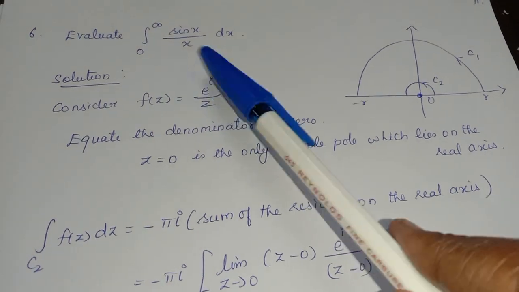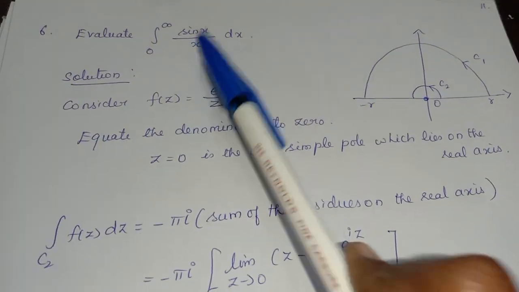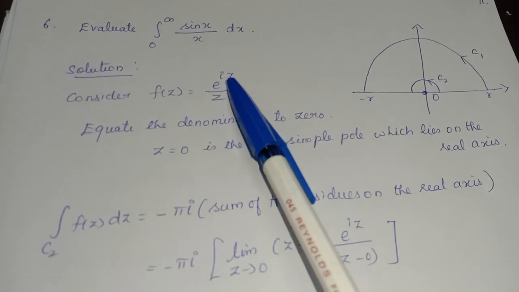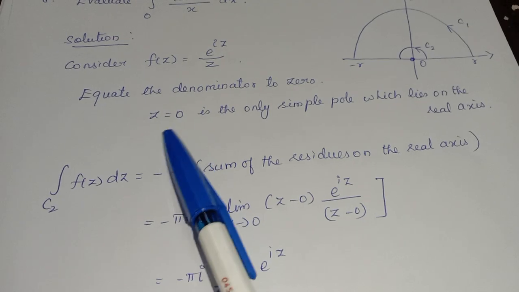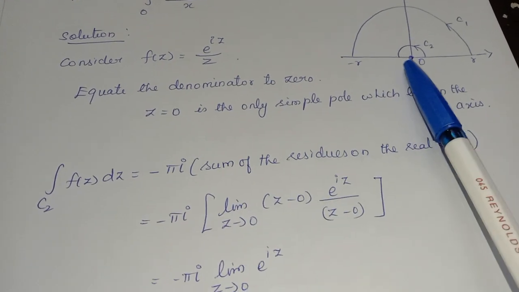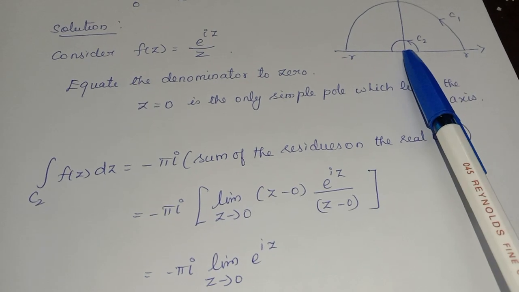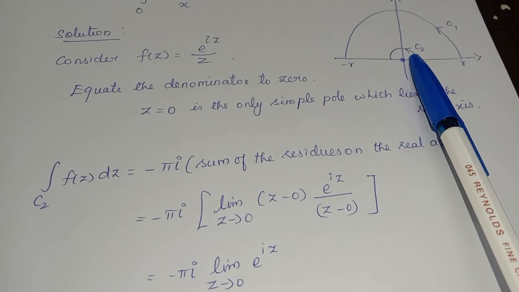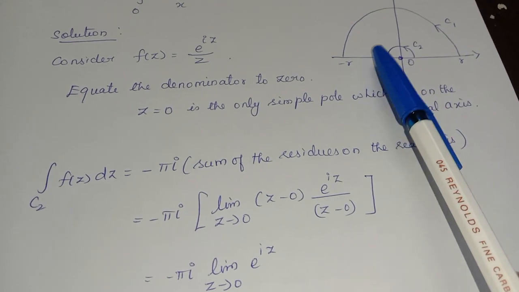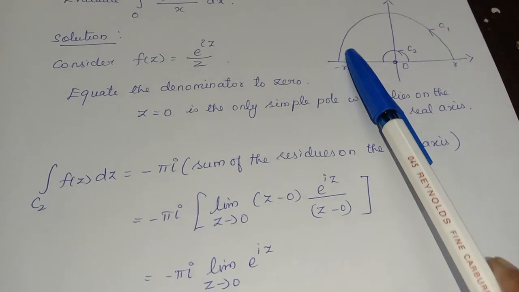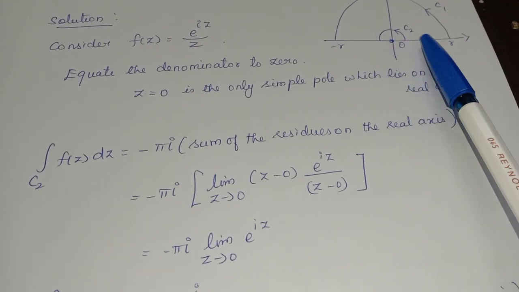So this problem satisfies all the conditions of type 3. Since sin x is there, I have to take f of z equal to e power i z by z. Equate the denominator to 0, the pole is z equal to 0. It is lying on the real axis. When you have poles on the real axis, mark them and draw a semicircle over that one and take it as C2. If you have two or more, at all the poles on the real axis, you draw a semicircle around it, and find out the residue at those points.